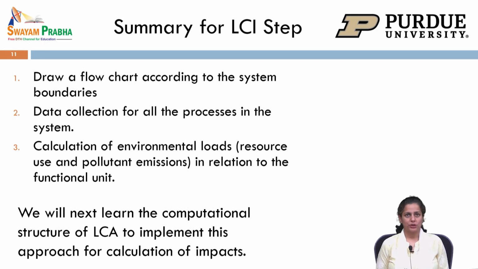Summary: for the life cycle inventory step, we draw a flow chart according to the system boundaries. Then we do the data collection for all the processes in the system. We can use that standard sheet that we just saw as a template. Then we calculate the environmental loads, resource use and pollutants in relation to the functional unit. The data you collect for the facility may not reflect the actual functional unit, so we will need to scale up or scale down.